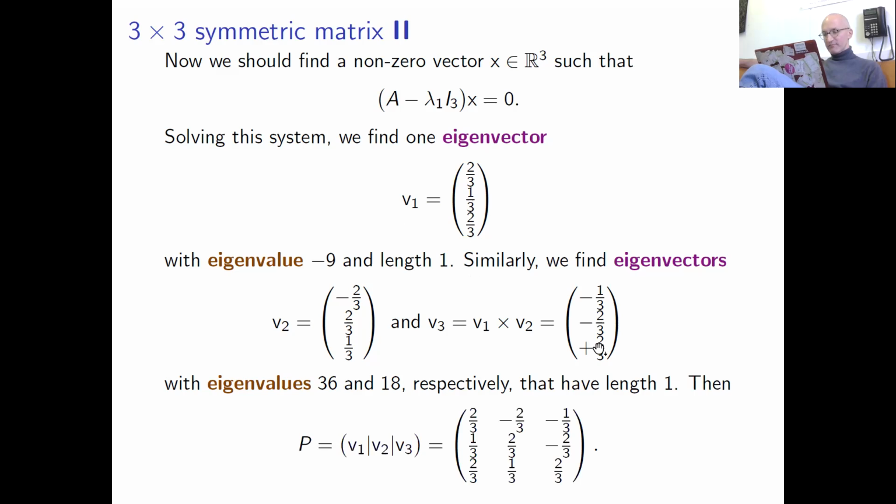Okay, good. So we take three vectors, V1, V2, V3. You form a matrix P out of them. You just put them as columns of this matrix P. And this is a matrix you can use for your diagonalization. You can just check that P transpose times A times P is a diagonal matrix with entries -9, 36, and 18, respectively. Okay, this is basically all about orthogonal diagonalization.